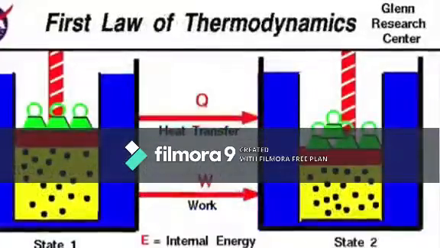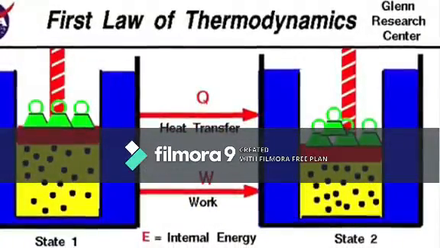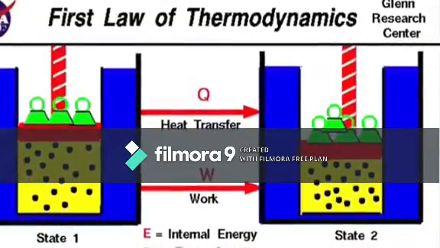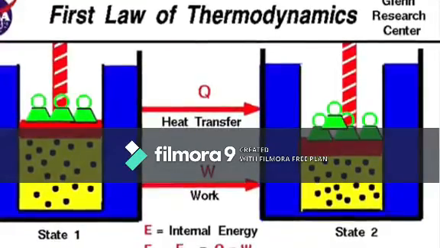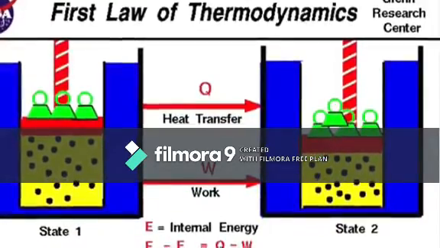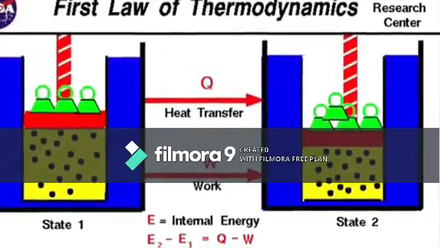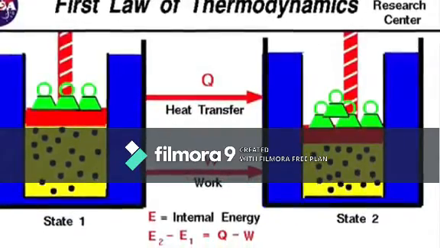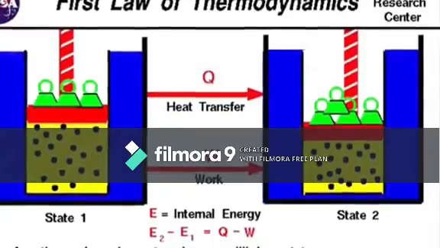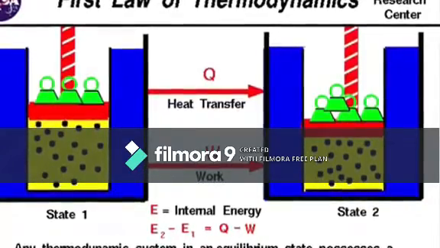The first law of thermodynamics is that any thermodynamic system in an equilibrium state possesses a state variable called the internal energy. Between any two equilibrium states, the change in internal energy is equal to the difference of the heat transfer into the system and work done by the system.